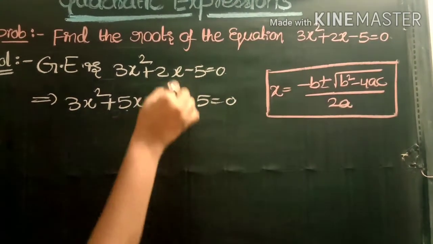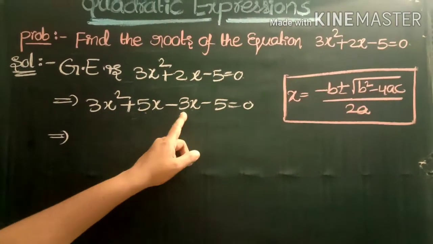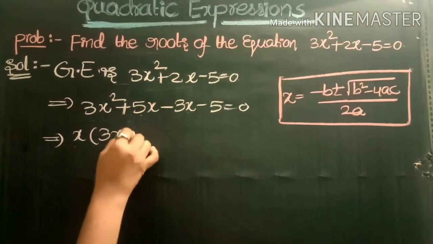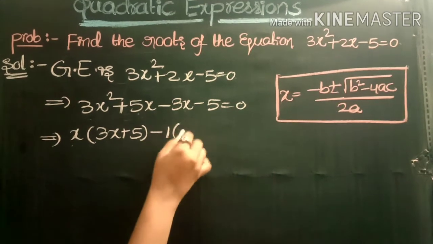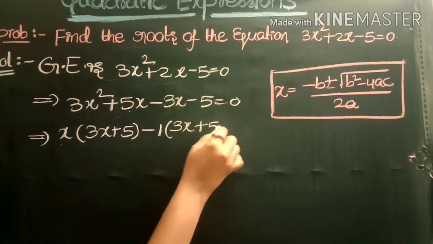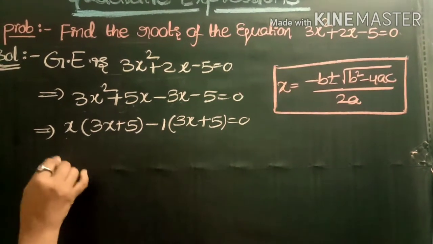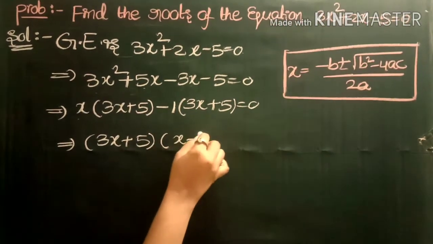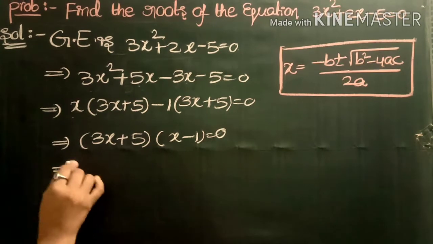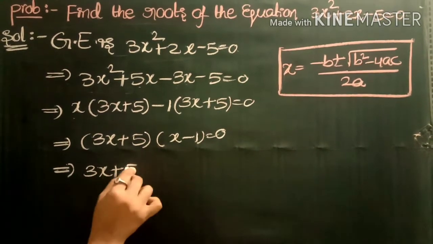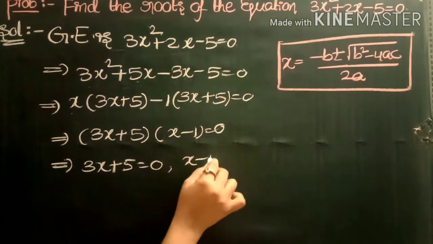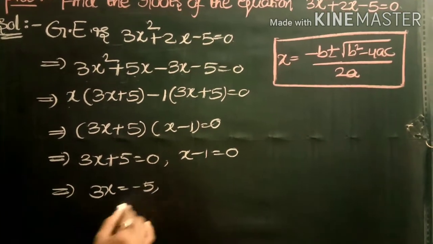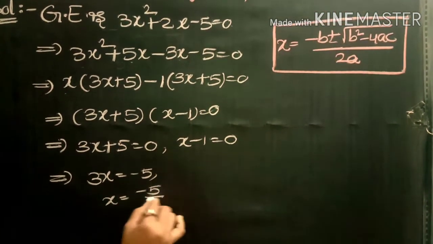5x minus 3x is 2x. 5x into minus 3x is minus 15x square. Now here taking the x common, x into 3x plus 5, taking minus 1 common here, minus 1 into 3x plus 5 equals to 0. That is, again taking 3x plus 5 common, 3x plus 5 into x minus 1 equals to 0, which implies 3x plus 5 is equal to 0 and x minus 1 is equal to 0, which means 3x is equal to minus 5, then the value of x is equal to minus 5 by 3.